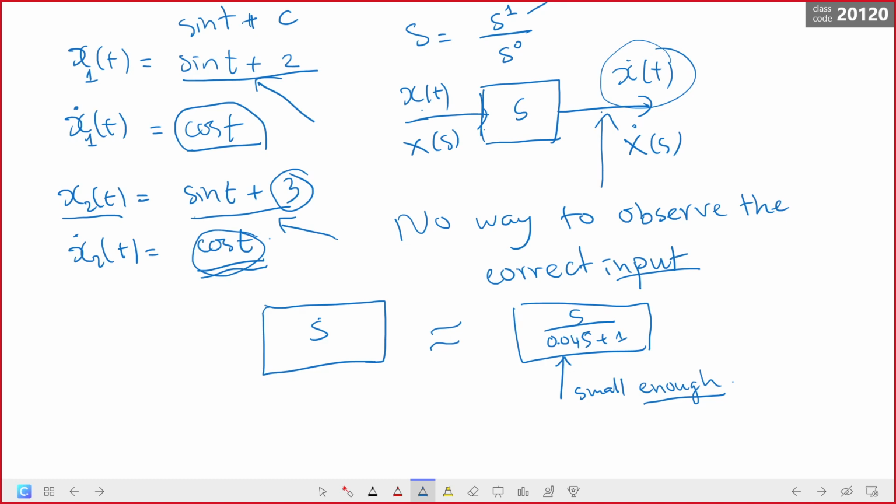So if it's very small compared to this, it is just like s over 1. But with this form, we have the same degree of numerator and degree of denominator. Is there any question?